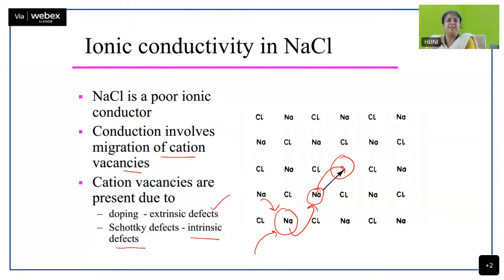Now, as I said, NaCl conducts due to cation vacancies. The cation vacancies can be present either due to Schottky defects, which will anyway be present and will also depend upon temperature, or you can deliberately put them in. How can you deliberately put them in?